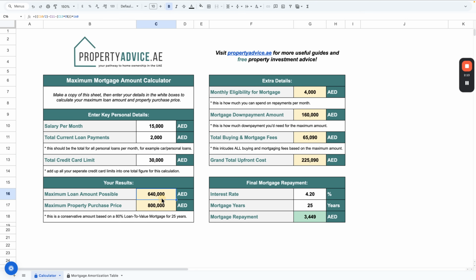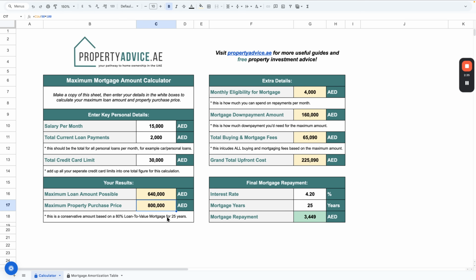Once you've done that, you'll be greeted with your maximum amount possible in terms of loan amount, and of course the subsequent property price, because this loan amount would be typically 80% of the actual property value, and that would be the sale price, which in this case would be up to 800,000.